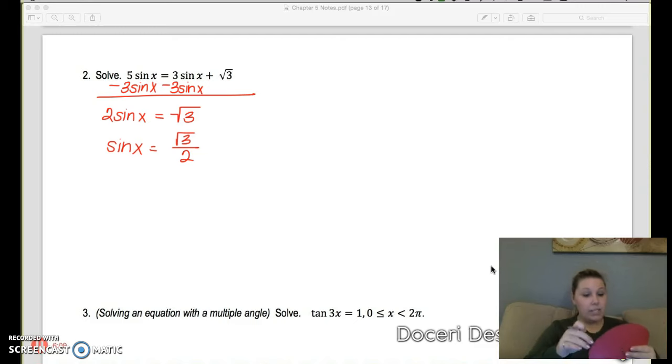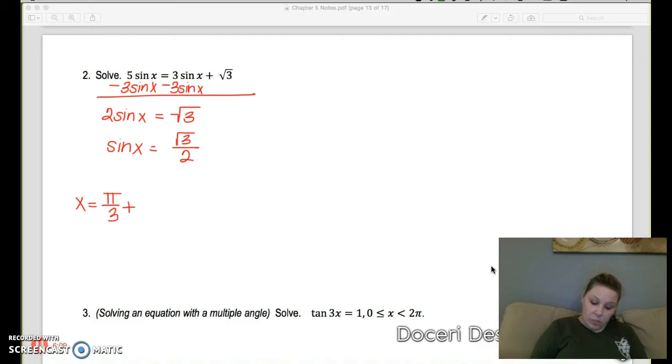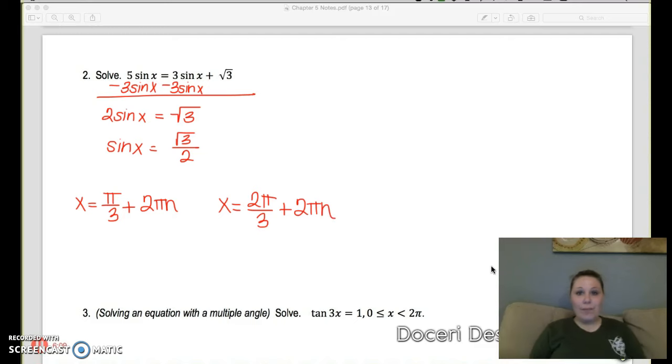So we want to know where the sine is equal to the square root of 3 over 2. That's going to be your tall triangles, these two. Okay, so looking at this, I'm at pi thirds and 2 pi thirds. So those are our possible solutions for x. Again, we're representing every single angle, so we have x equals pi thirds plus 2 pi n, and we have x equals 2 pi thirds plus 2 pi n.